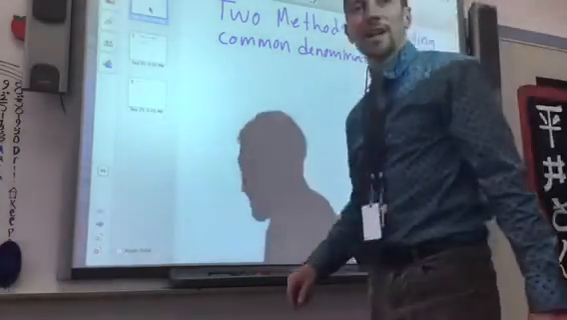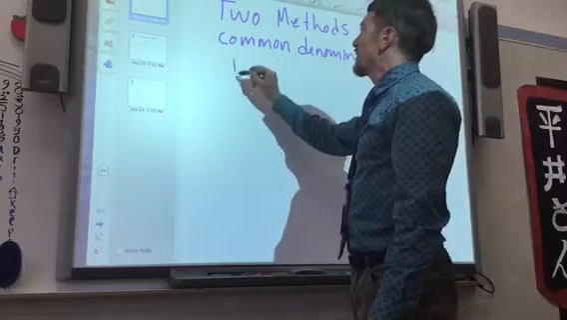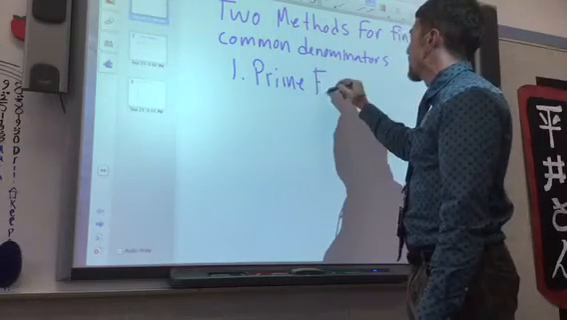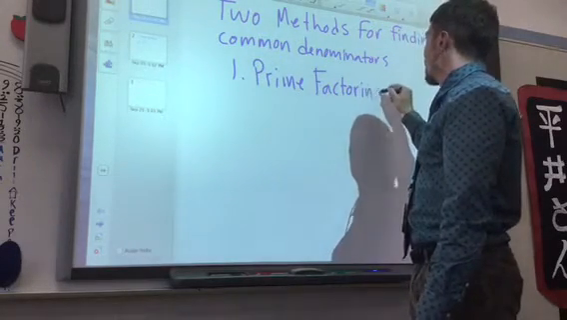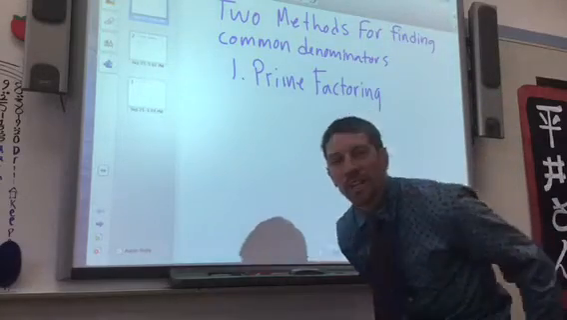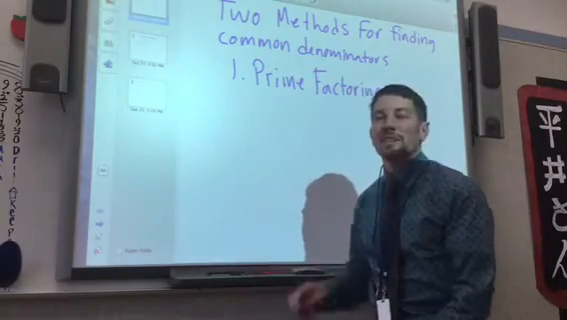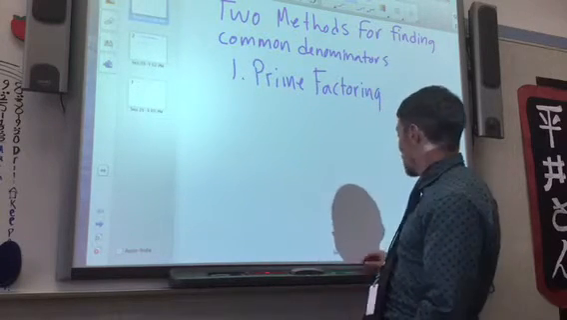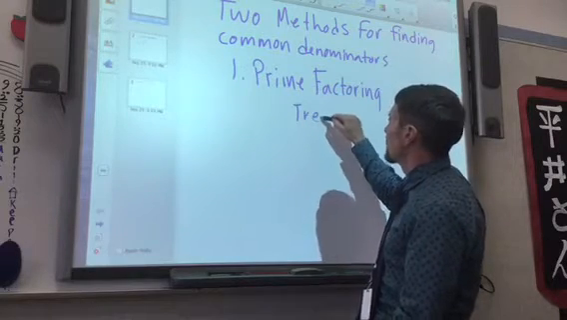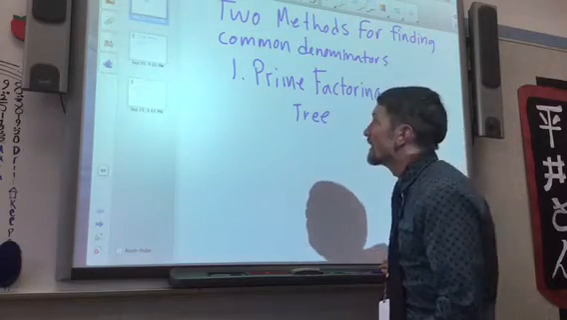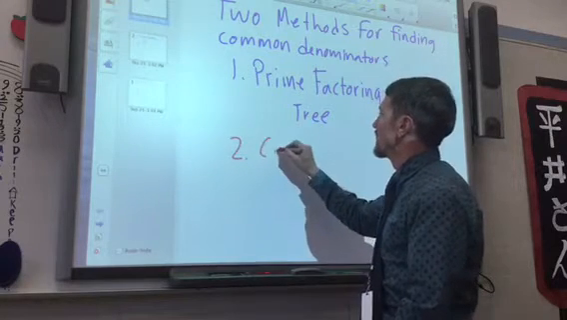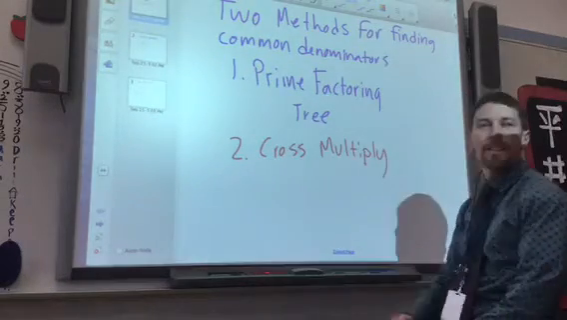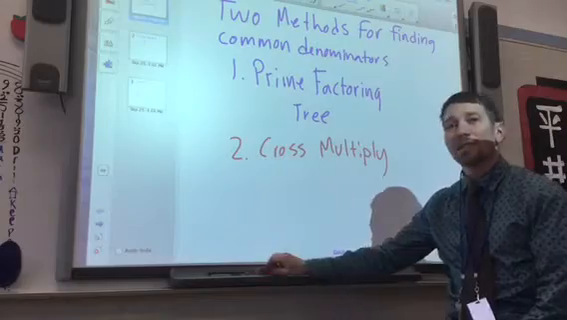Here are two methods for finding common denominators. First is prime factoring. We've been working on our prime factoring, and you can ask your students how to create a prime factoring tree. We just did that today. The other method is to cross multiply.